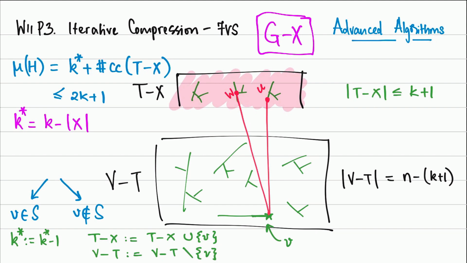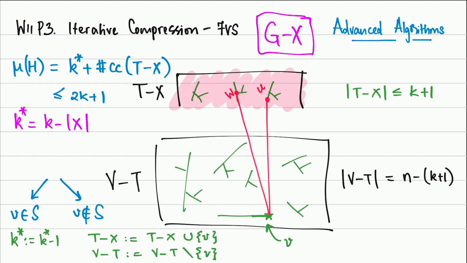And in that initial graph, this measure, which we said is the current budget, whatever that is, and the total number of components in T minus X, whatever that is, the sum of these two things does not exceed 2K plus 1. So that's the value of the measure in the instance that we start with. And now we carry on with our branching, and we know that in both branches, this measure drops by at least 1.